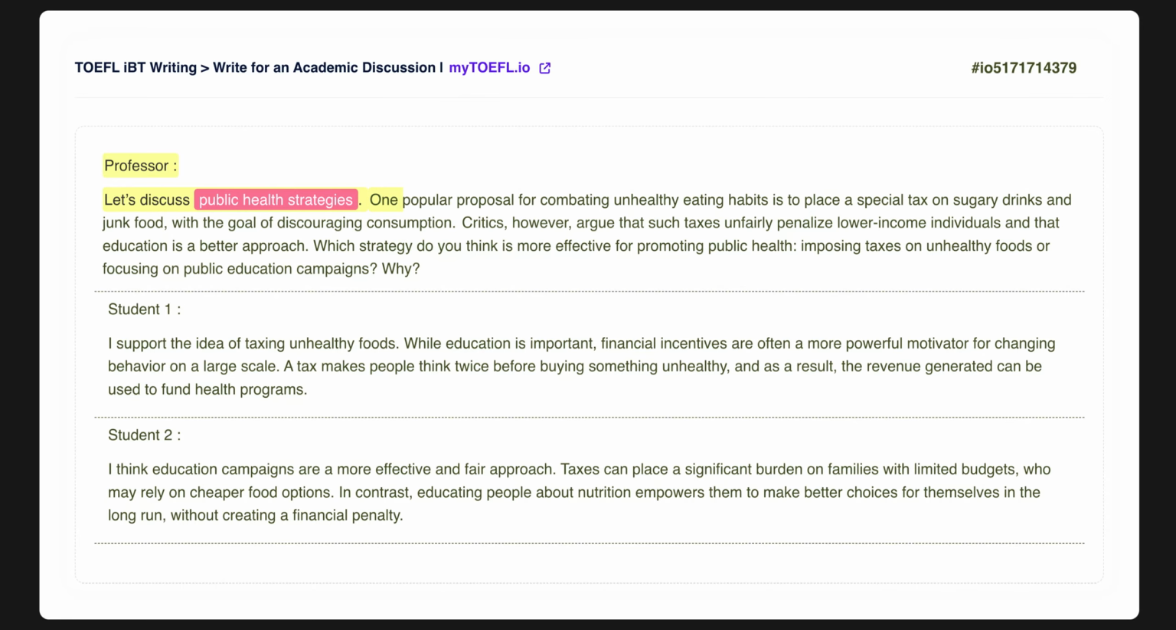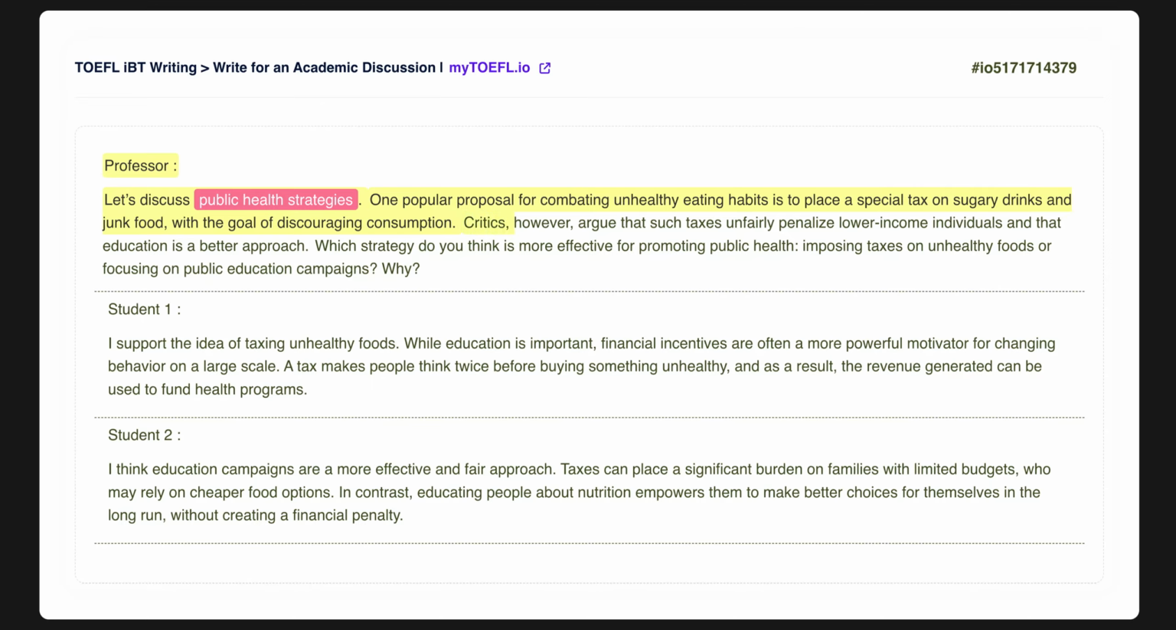One popular proposal for combating unhealthy eating habits is to place a special tax on sugary drinks and junk food, with the goal of discouraging consumption. Here, the professor introduces a popular proposal. Notice the word combating, which implies a serious effort to solve a problem. The core idea is a special tax used for discouraging consumption. This is the first strategy we need to consider.